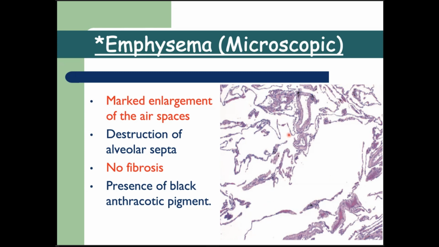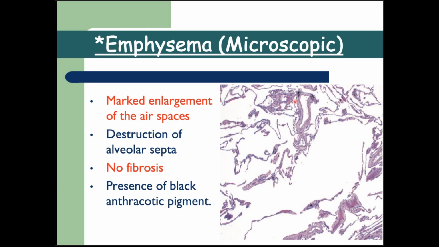They are broken down, but there's no fibrosis. This is the difference. We'll see which conditions have fibrosis. Those are the restrictive diseases. We'll come to that later on. All these up till now, after pneumonia, we are discussing the obstructive lung diseases, and this is one type of obstructive lung disease.